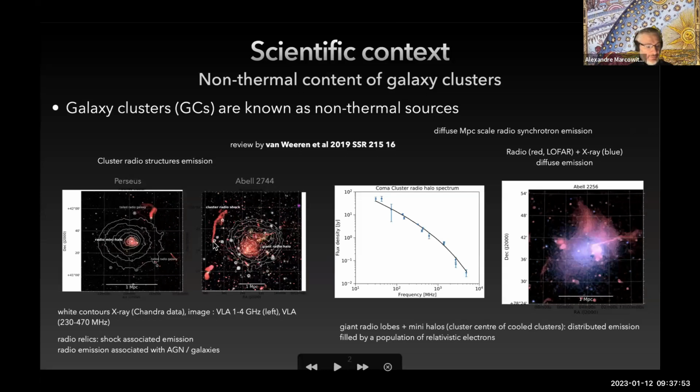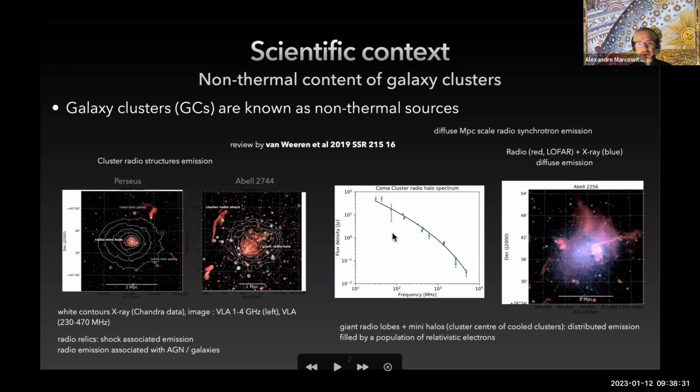Then for a merging cluster like this one, Abell 2744, you have also more extended structures, which are associated with giant radio halo, and also radio relics, which are clearly shocks. So you have some data, and these shocks in particular show non-thermal radio emission produced by synchrotron radiation of relativistic electrons.